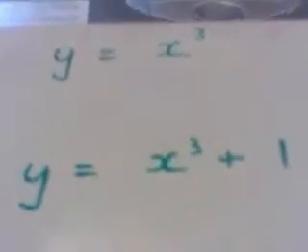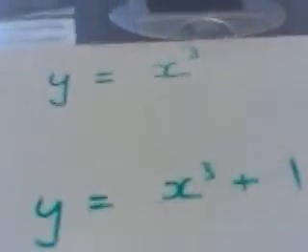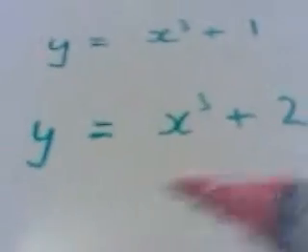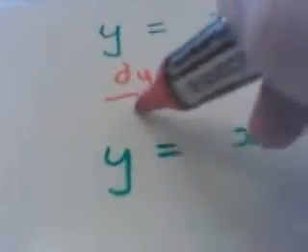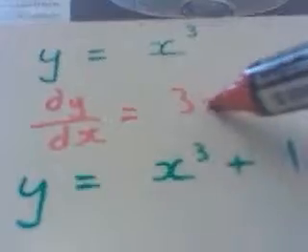Okay, here's the rest of the story leading on from introduction 1. So, let's just look at these different functions. y equals x cubed, y equals x cubed plus 1, y equals x cubed plus 2. Now, using your differentiation rules, you'll find these all quite easy. So this would be 3x squared.